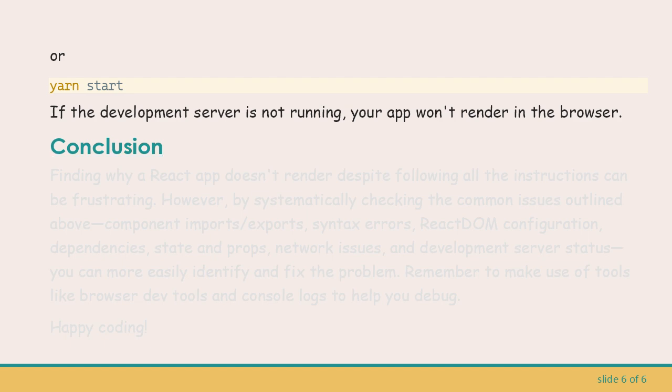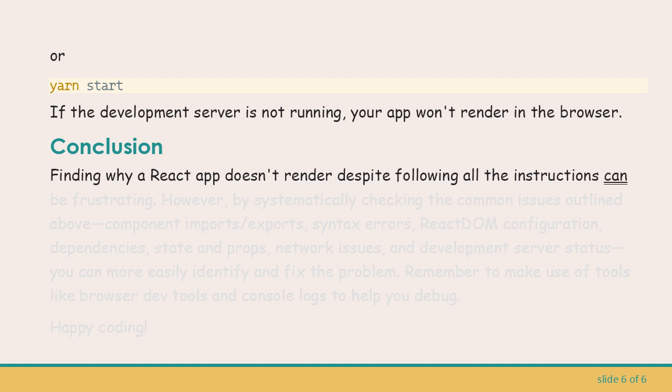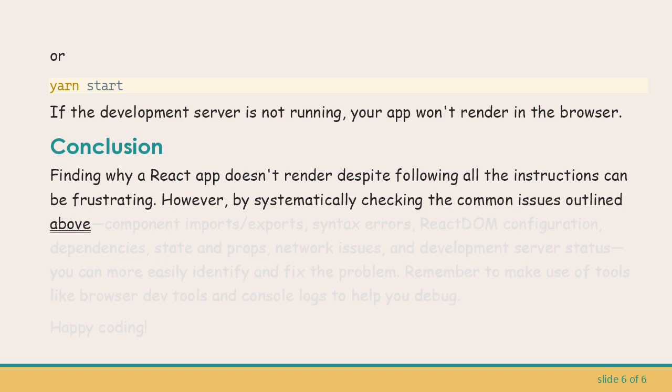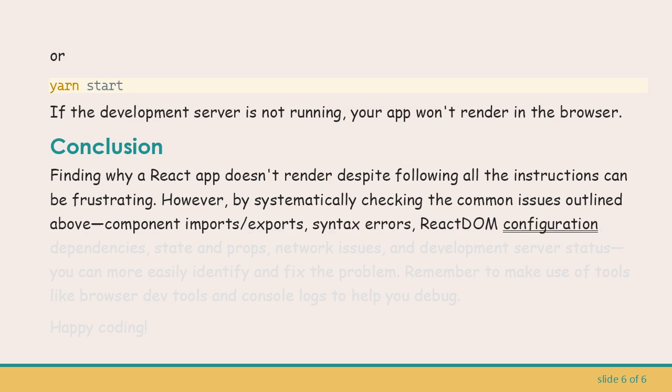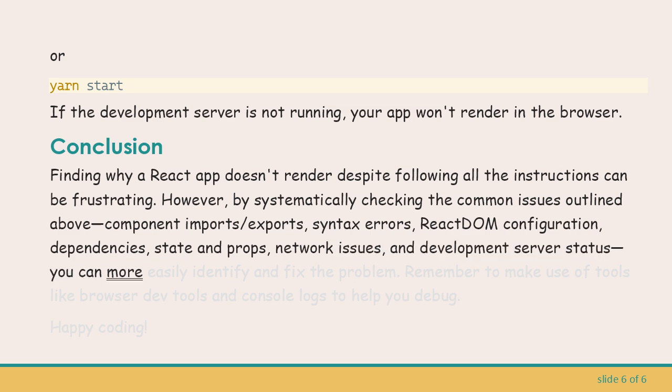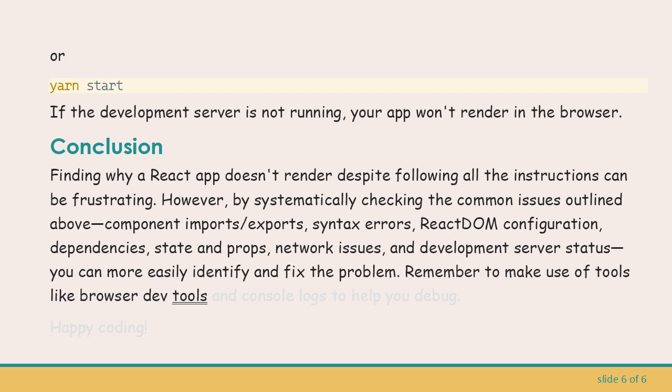Conclusion. Finding why a React app doesn't render despite following all the instructions can be frustrating. However, by systematically checking the common issues outlined above, component imports/exports, syntax errors, React DOM configuration, dependencies, state and props, network issues, and development server status, you can more easily identify and fix the problem. Remember to make use of tools like browser dev tools and console logs to help you debug.